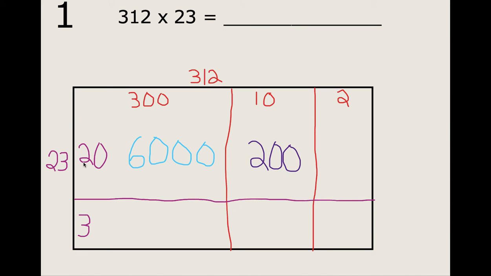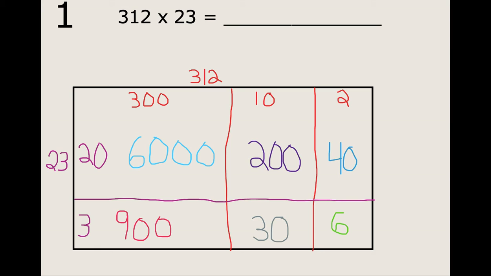And then we're going to work out 20 times 2. Ignore that 0. 2 times 2 is 4. Add the 0. That gives me 40. Now we're going to come down here and do 300 times 3. You can ignore these zeros. 3 times 3 is 9. Add the 2 zeros. That gives me 900. Come over here and we're going to do 10 times 3, which, if you know your multiplication table, you would know that 3 times 10 is 30. And then the last one we're going to do is 3 times 2, which is 6.